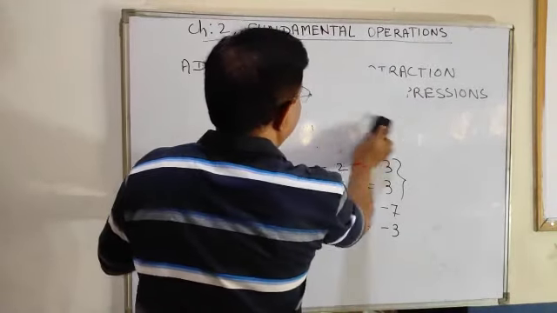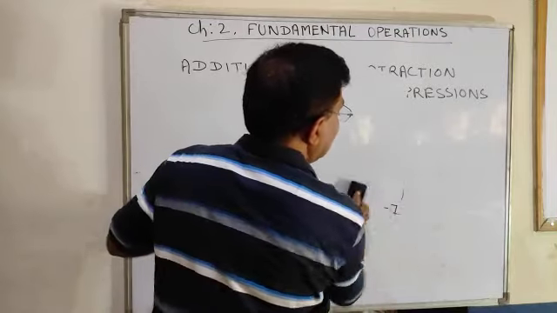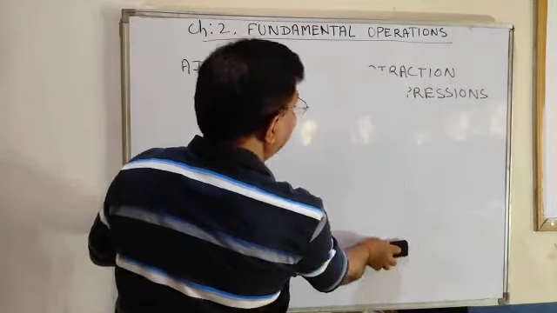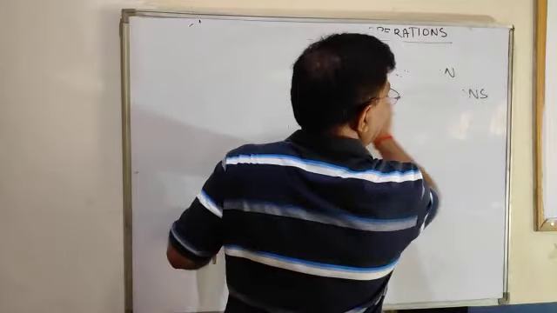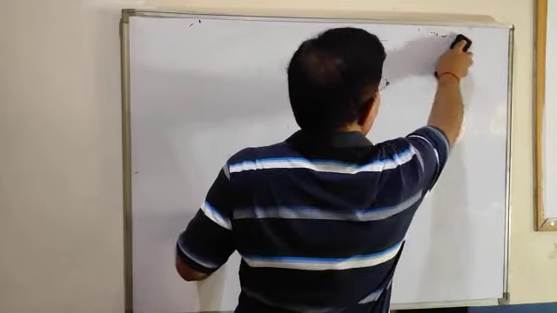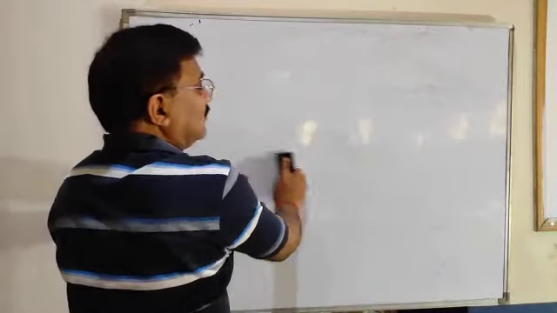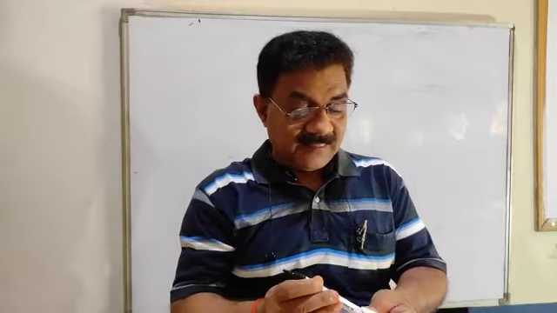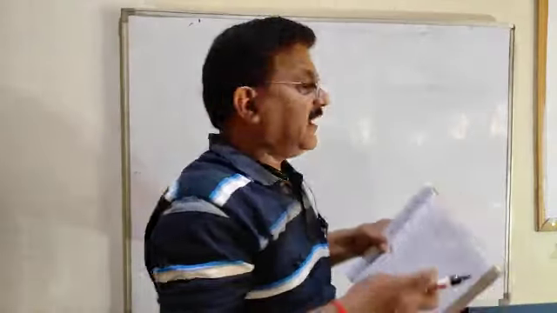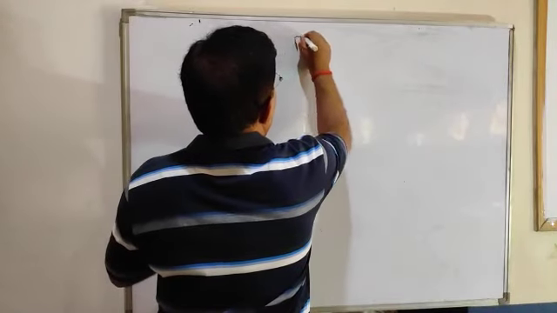Now, dear children, like terms and unlike terms we have already discussed, and I have told you that addition and subtraction is possible only between the like terms. So that part is very, very important. Let us see exercise 2a.